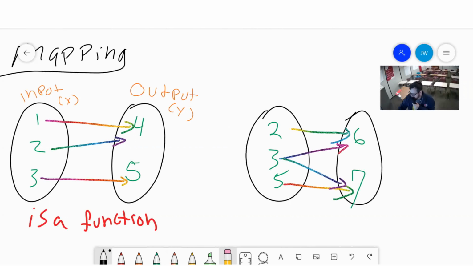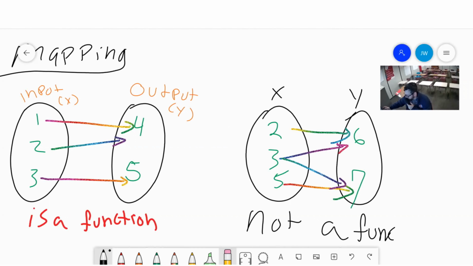This is not a function. And once again, this is the input, this is the output. This is not a function. Because when I press that button 3, I have two options, either a 6 or a 7. That means that that input has two different outputs. So because of this 3 having two lines coming off it, this is no longer a function.